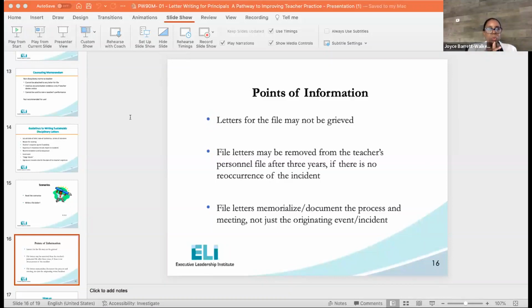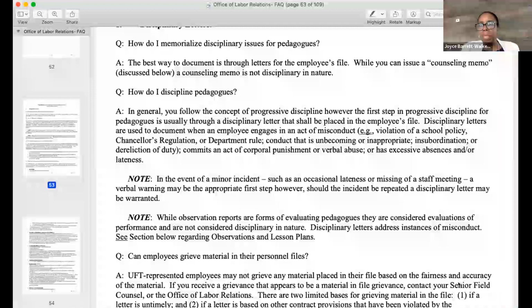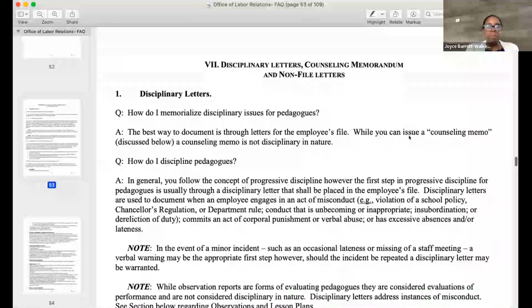It asks, how do I memorialize discipline issues for pedagogy? It tells you. We are not seeing what you're trying to show. Okay, thank you for letting me know. Let me see if I can stop share. Okay, I have it now. Is that better? Thank you. Okay, let me move this down again.